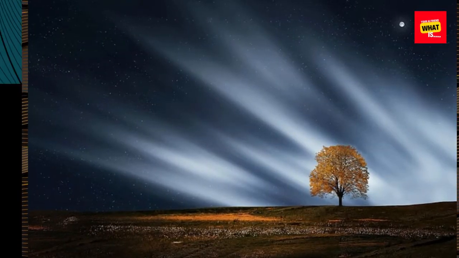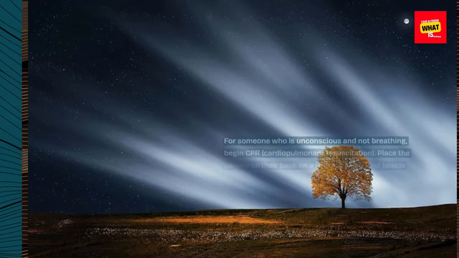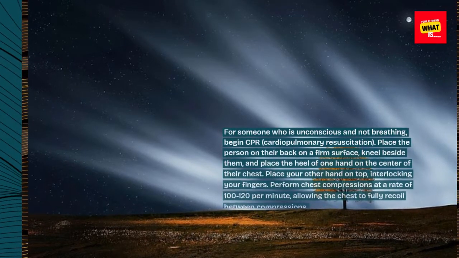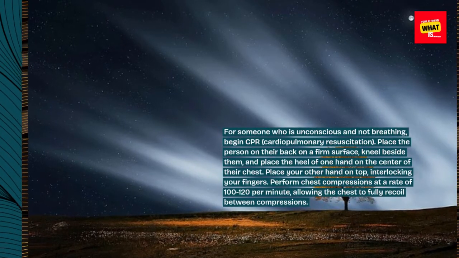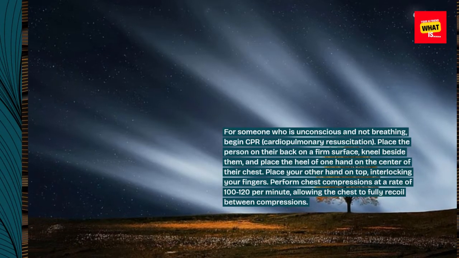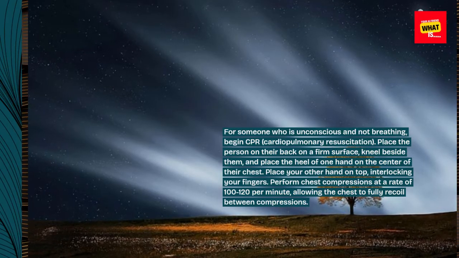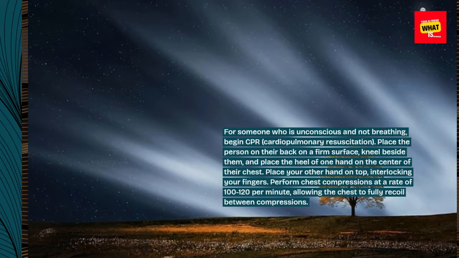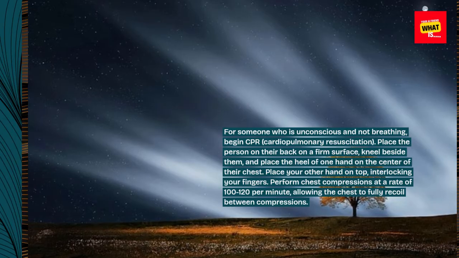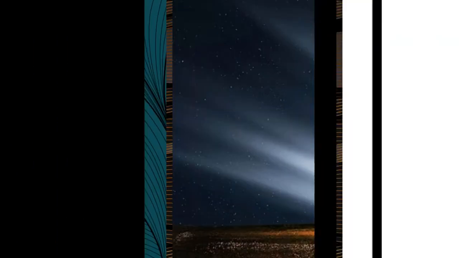For someone who is unconscious and not breathing, begin CPR, cardiopulmonary resuscitation. Place the person on their back on a firm surface, kneel beside them, and place the heel of one hand on the center of their chest. Place your other hand on top, interlocking your fingers. Perform chest compressions at a rate of 100 to 120 per minute, allowing the chest to fully recoil between compressions.